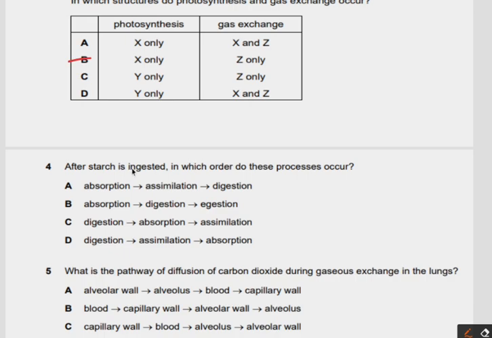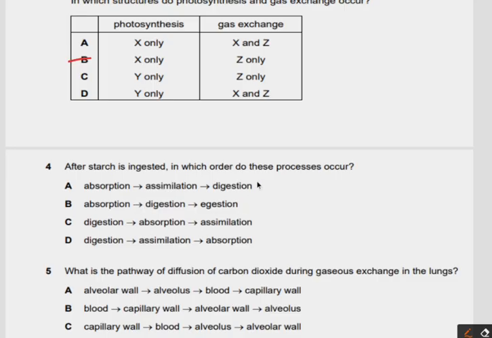So intake, or ingestion, is just the intake of the food into the buccal cavity, which is the mouth. Now it is saying after starch is ingested, in which order do these processes occur? Once food is ingested, the second thing is going to be digestion, and this digestion starts in the mouth. So what we are going to consider here is digestion.